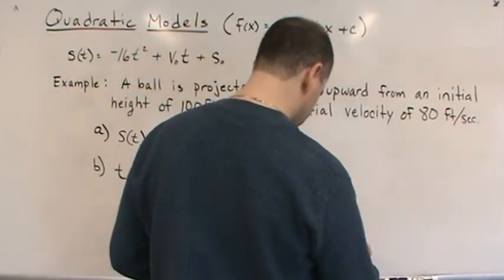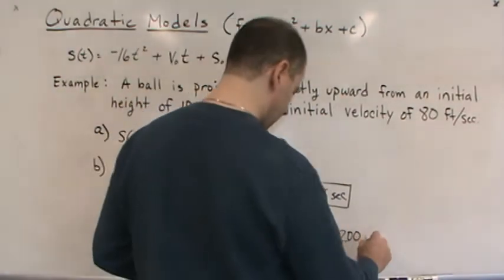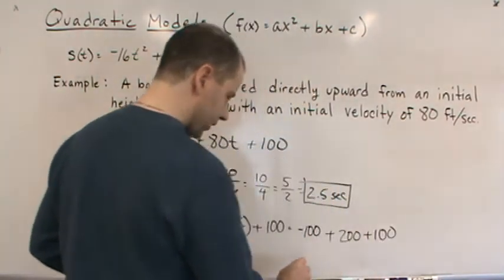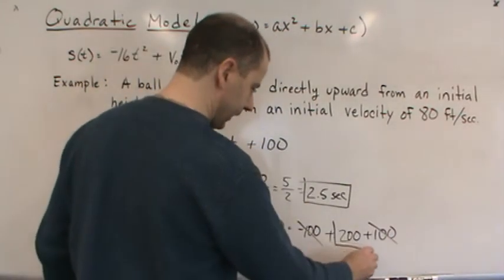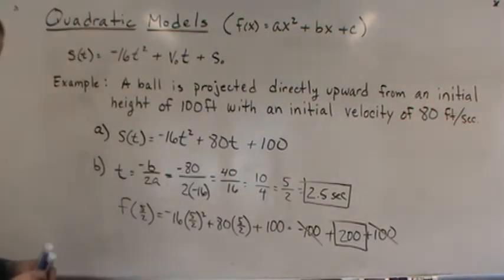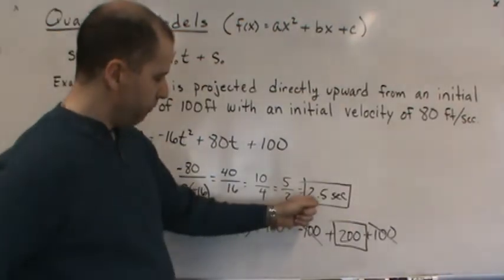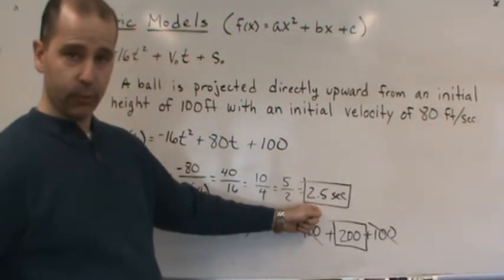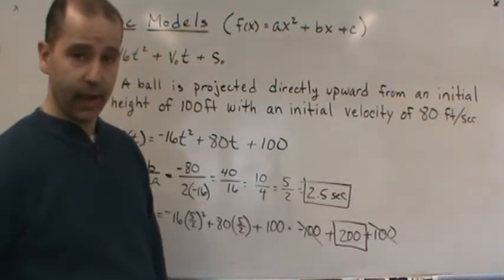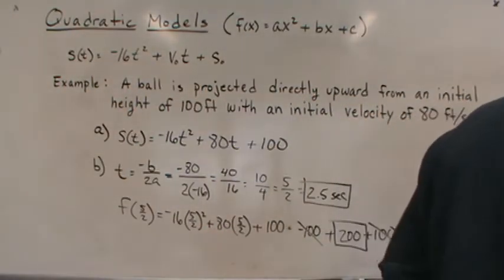So 40 times 5 is 200, plus the 100. Well, guess what? That means those are going to cancel out, and guess what? The maximum height that the ball reaches is 100 feet. So there it is. That's part B. So the time after we throw the ball up that it reaches the maximum height is 2.5 seconds, and the maximum height is 200 feet. And that's the answer for part B.